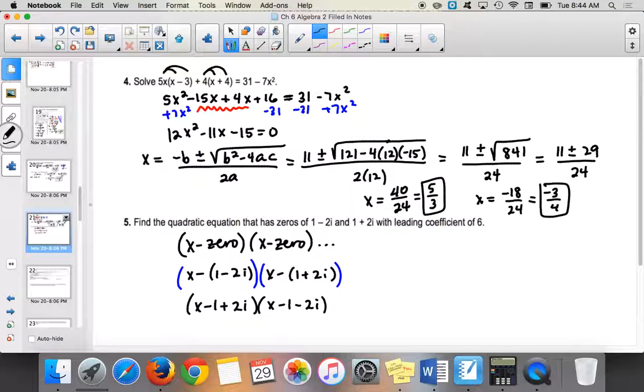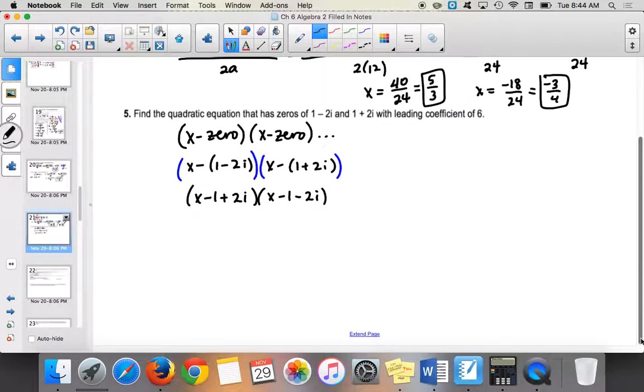Basically, we don't call it FOIL because there's 3 terms times 3 terms. But we do that distributive property where we take the x and multiply it into everything, take the -1 and multiply it into everything, and take the 2i and multiply it into everything. So are we ready? Can we handle it? Your brain's going to explode? I don't think it's going to explode. I think you can handle it.